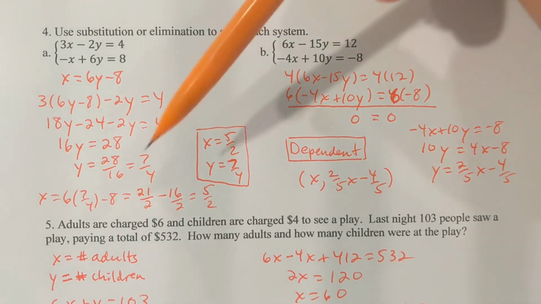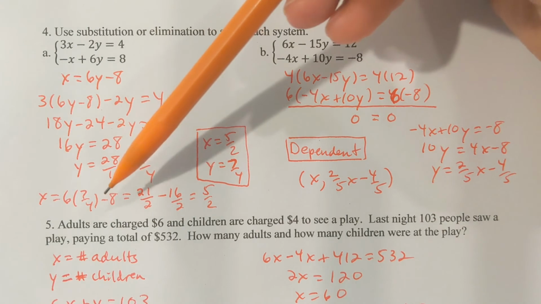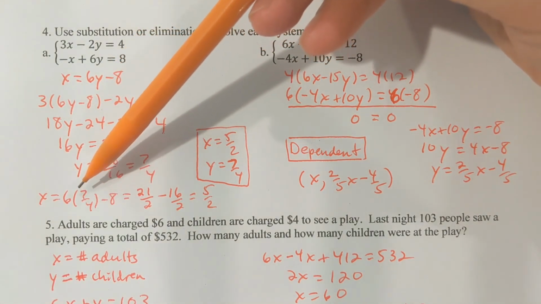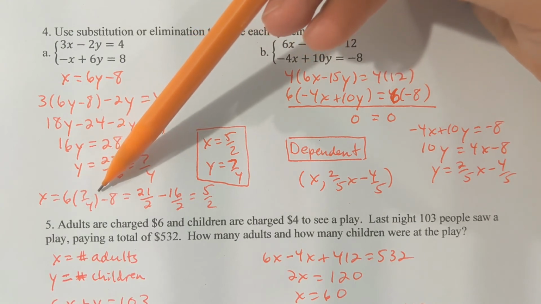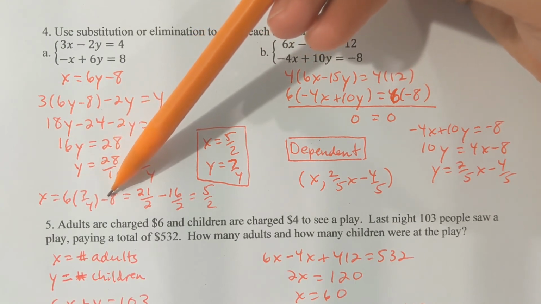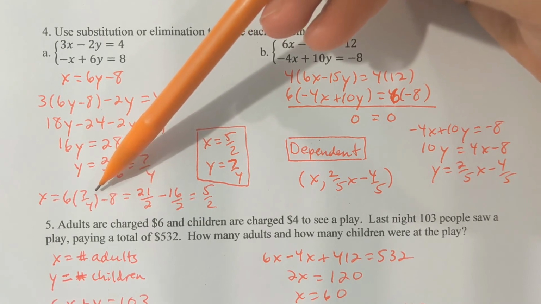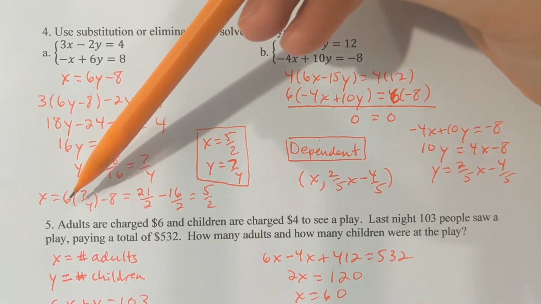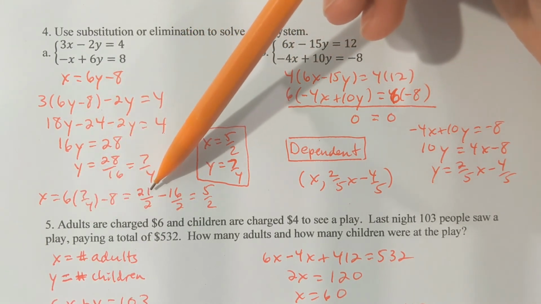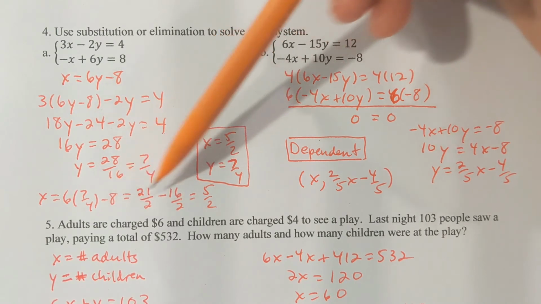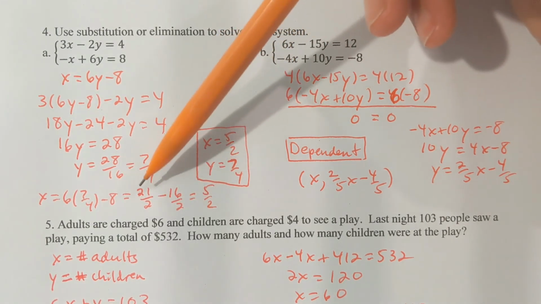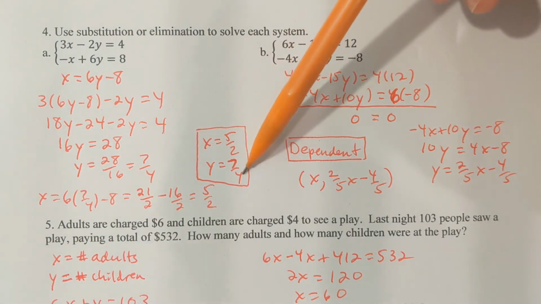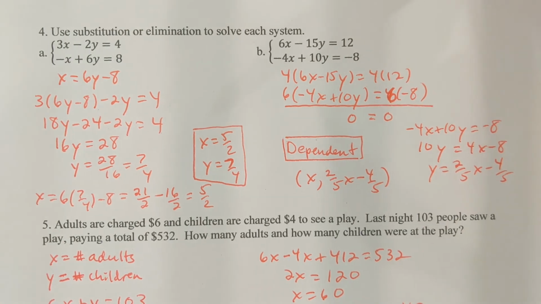Knowing that y is 7 over 4 means that I can get x by plugging that into my substitution equation. 6 times 7 over 4, let's see, 42 divided by 4 reduces to 21 over 2. 8 is the same as 16 over 2, so I've got my common denominator there. Subtract, you get 5 over 2 for x. So x is 5 over 2, y is 7 over 4 should be the right answer there.